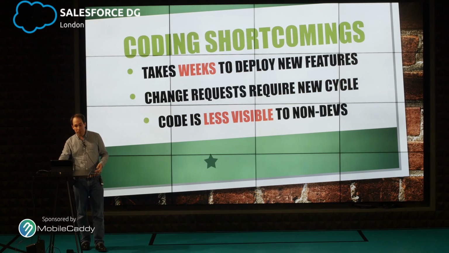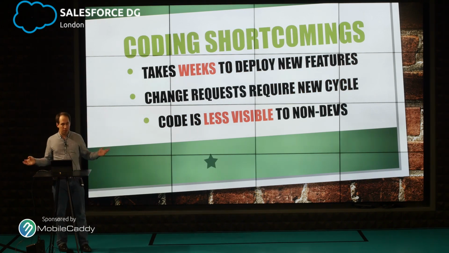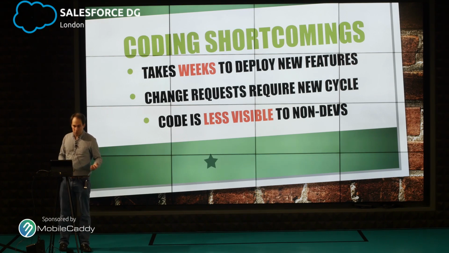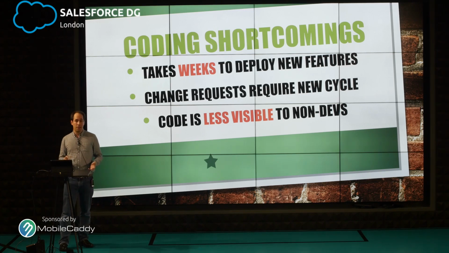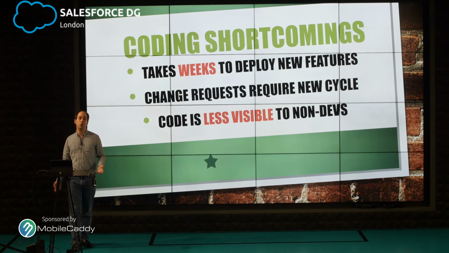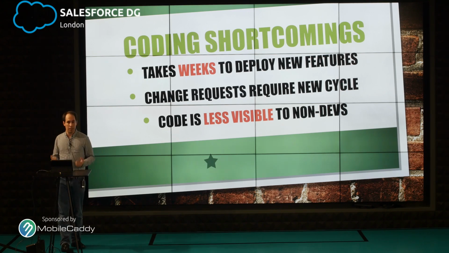But when it comes to the admin, it takes weeks to get every tiny thing that they need. They have to submit a request, it has to go to a sprint, and estimate it, and all of that stuff. And every little change that they need, so if someone didn't understand what they wanted the first time, you have to go through the whole thing again. Not to mention that because admins can't often read code, it's less visible to them. They don't really understand what is happening and why.